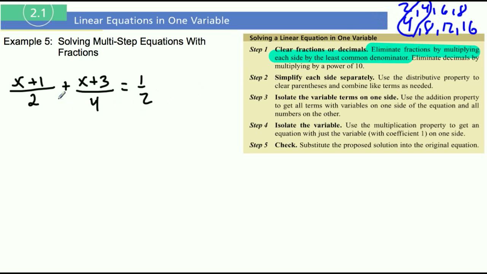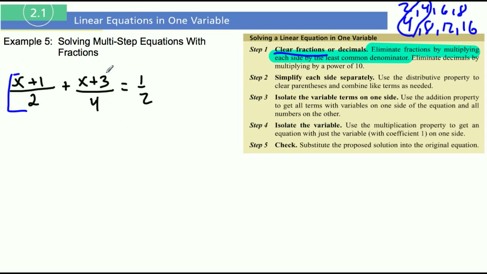So what I want to do now is eliminate fractions by multiplying each side by the least common denominator. You say, what the heck's going on here? We're going to multiply both sides. Okay, again, watch this. We're going to multiply both sides by 4. I'm going to multiply the left side by 4 and the right side by 4. And the purpose of that is it's going to clear the fraction. I mean, the fractions will be gone. So let's multiply this by 4, and that by 4. Watch how this works here.